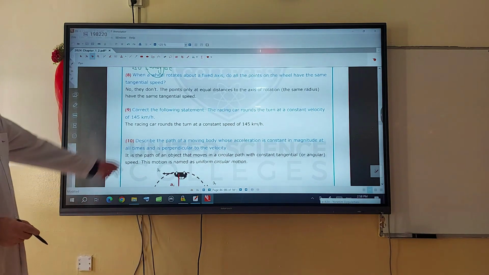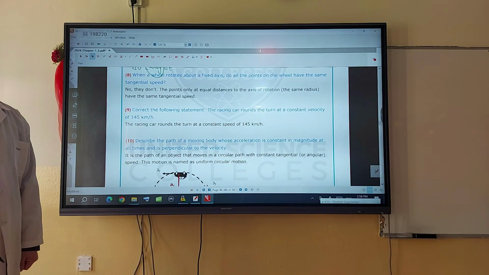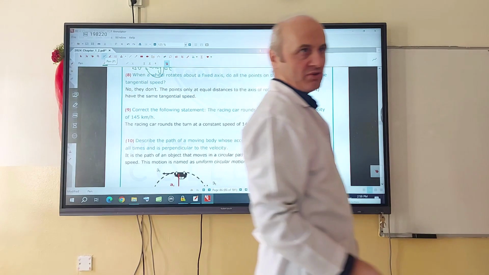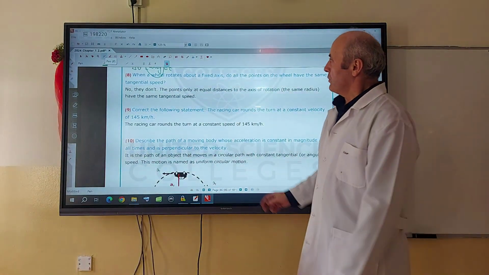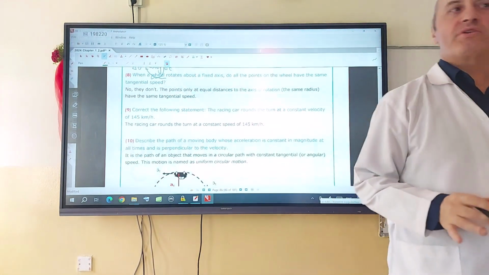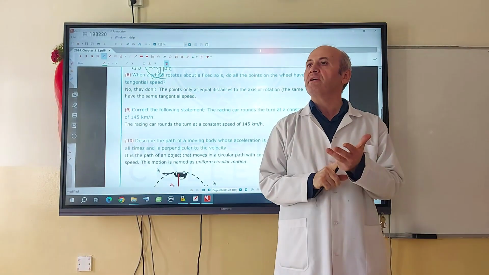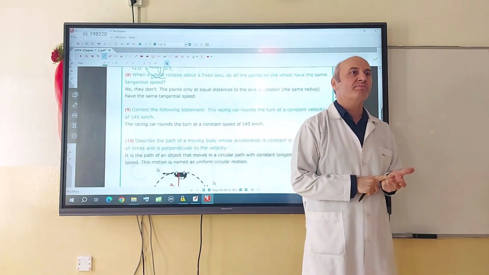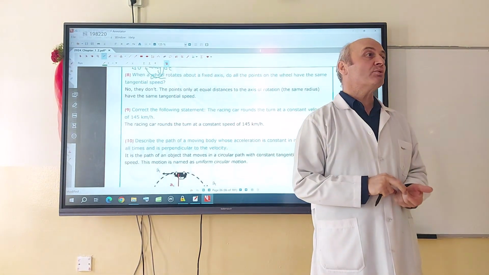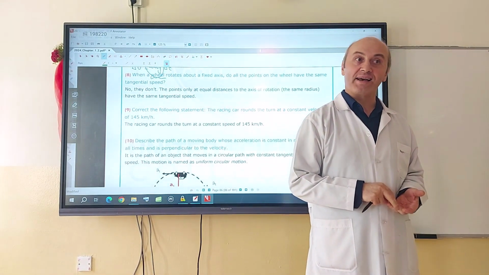When a wheel rotates about a fixed axis, do all points on the wheel have the same tangential speed? What do you think? Tangential speeds. A wheel is a rigid object. In a rigid object, all rotational quantities are the same for different points. Yani, same angular displacement they do, same angular speed they move, same angular acceleration they have. But linear quantities are different depending on the circle size, yani radius.